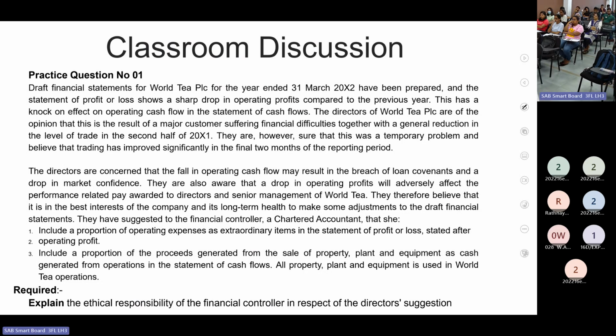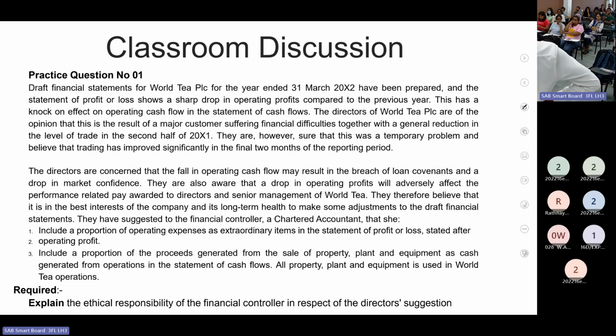Draft financial statements for World Tea PLC for the year ended 31st March 2002 have been prepared, and the statement of profit or loss shows a sharp drop in operating profit compared to the previous year. This has a knock-on effect on operating cash flow in the statement of cash flows. The directors of World Tea PLC are of the opinion that this is the result of major customers suffering financial difficulties together with a general reduction in the level of trade in the second half of 2001. They are, however, sure that this was a temporary problem and believe that trading has improved significantly in the final 2 months of the reporting period.